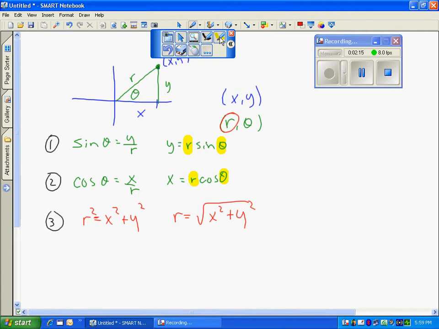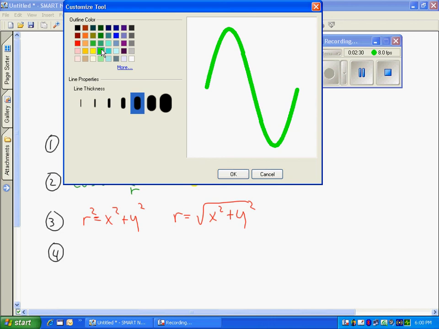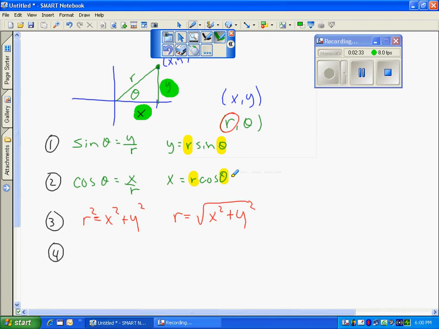And then I need a fourth component, xy for rectangular, r theta for polar. So if I look at theta, and if I only know my rectangular x and y, how is that related to theta? Well, that's the tangent. The tangent of theta is equal to y over x. Now, a couple things with tangent of theta. You need to be careful.